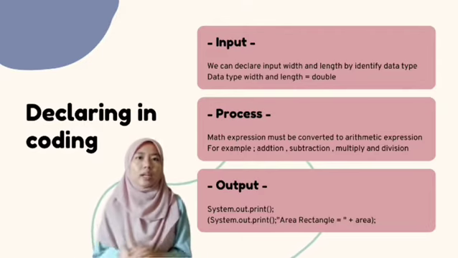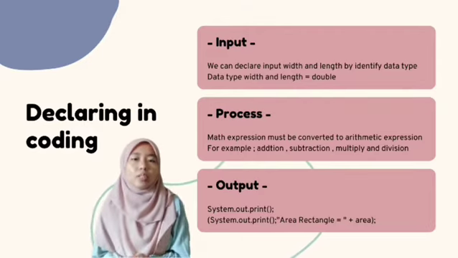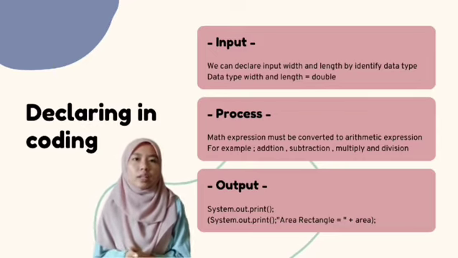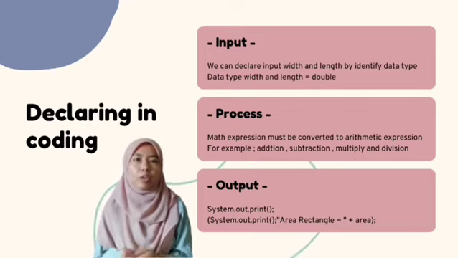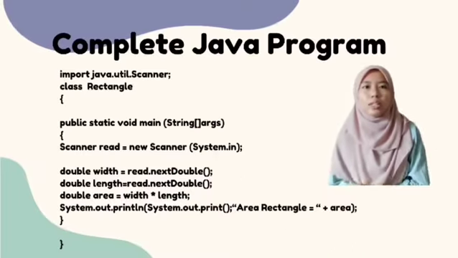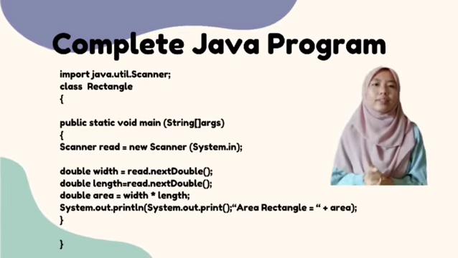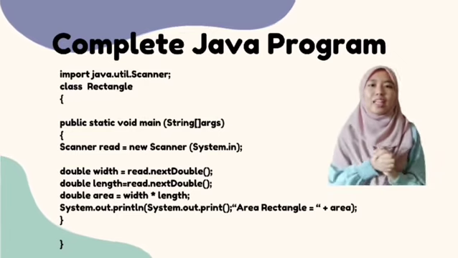And for the last, declare the output in System.out.print. As we use area, we can write it as System.out.print area of rectangle plus area. If you know how to declare all of this, then you can easily write the correct coding statement without any error. That's all from me. Thank you.